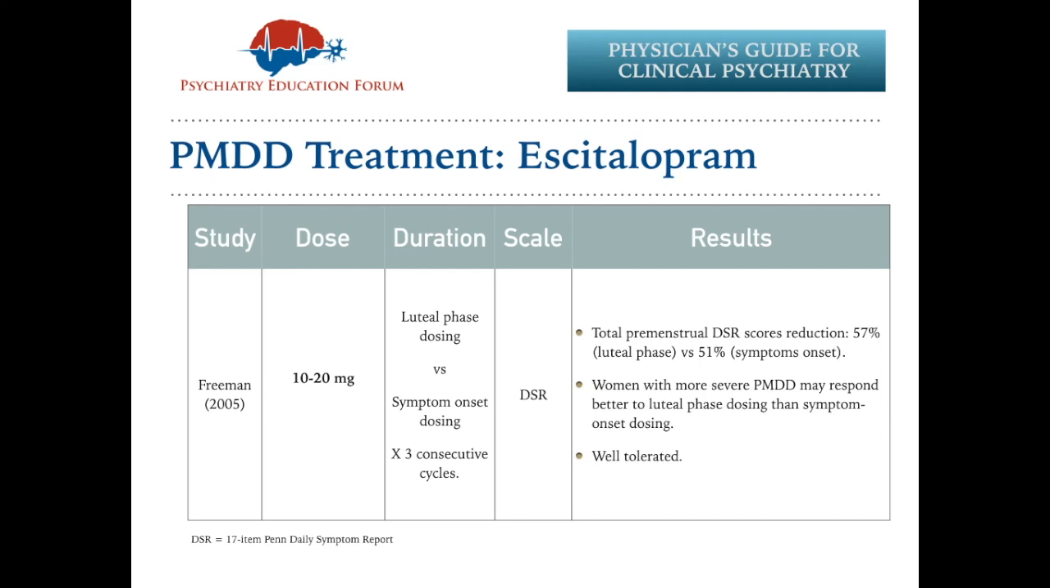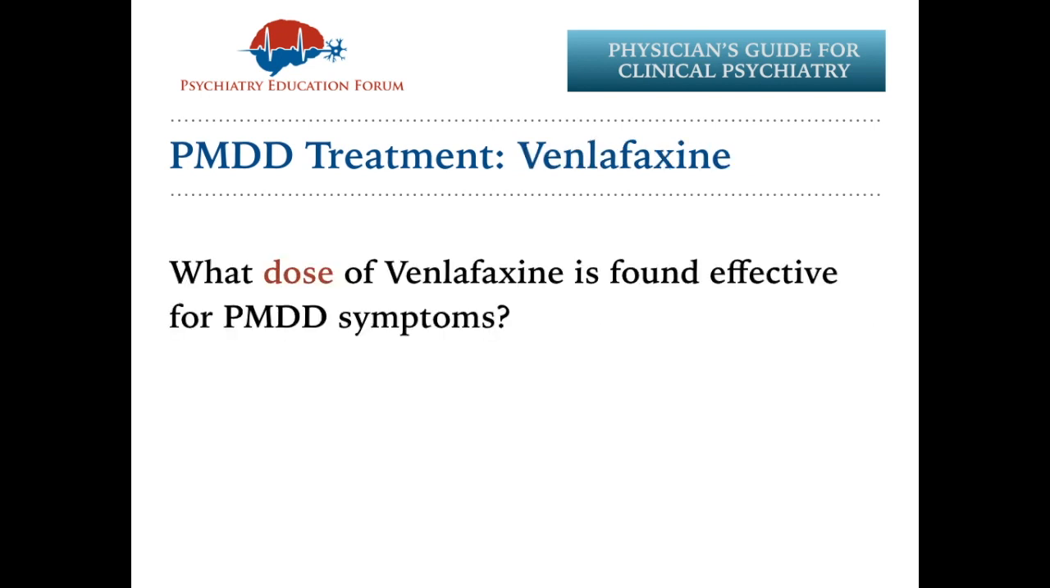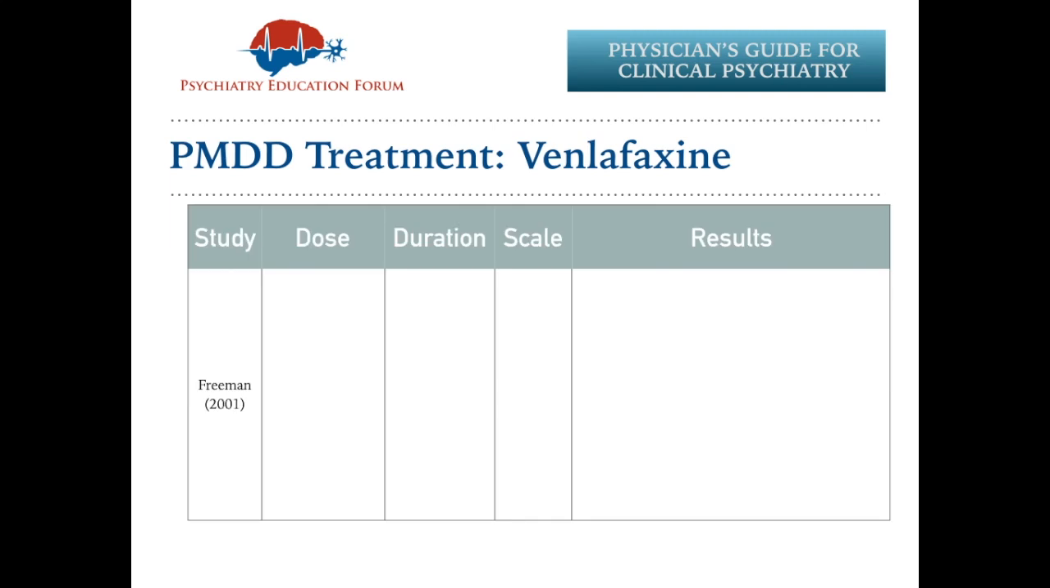Now, moving to our last antidepressant that I found in terms of study effectiveness is Venlafaxine. What dose of Venlafaxine was found effective in studies? Well, again, Freeman, very famous person in studies on this topic, published a study in 2001. They used a dose range between 50 to 200.